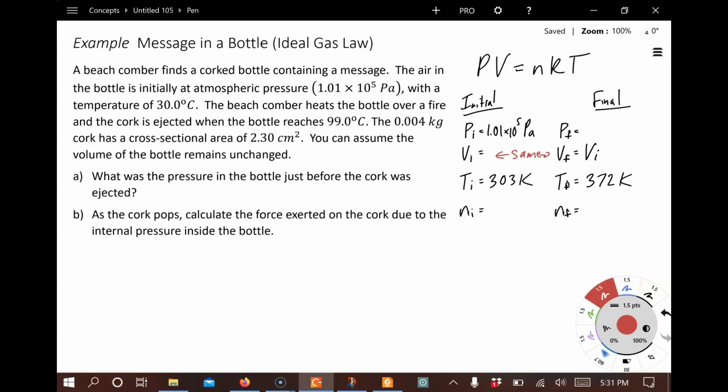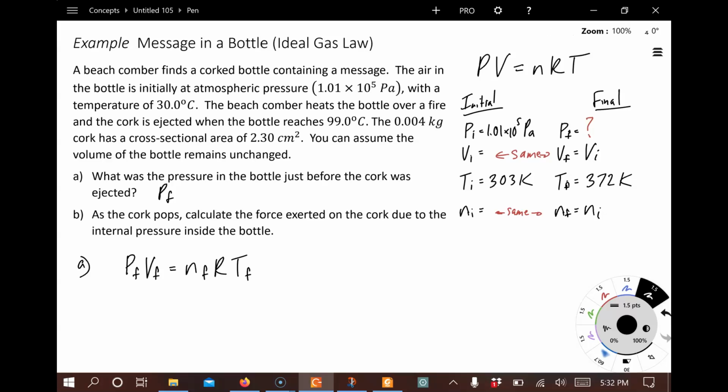And since the bottle is closed, before it pops that cork, the number of moles is going to be the same as well. And so that's going to help us a lot here, knowing those are the same. So the way I like to solve these problems, let's see how we do this here. So part A. I want to figure out what the pressure was. What is P final right before it pops the cork? So we're going to try to figure this out right here. I'm going to do it like this. P final, V final equals n final times R times T final.